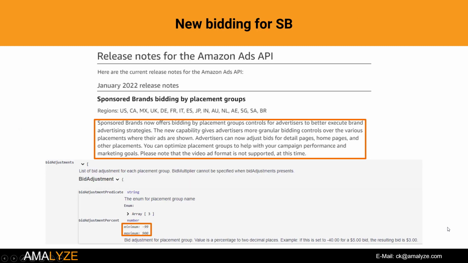Maybe, maybe not. Then on the other side, as announced a few slides before, the new bidding strategy for sponsored brands. What we have seen here is a complete rollout over all regions. The interesting part from my point of view is that the new capability gives advertisers more granular bidding controls over the various placements where ads are shown. We had that opportunity for sponsored brands before, but that was only the difference between top of search and other search. Now advertisers can adjust the bids for detail pages, home pages and other placements.